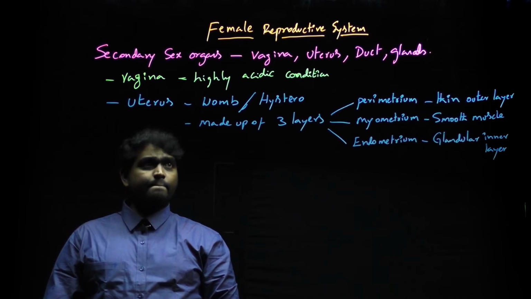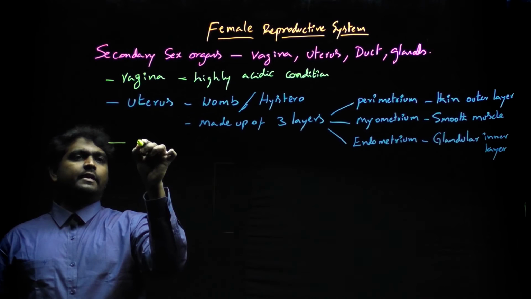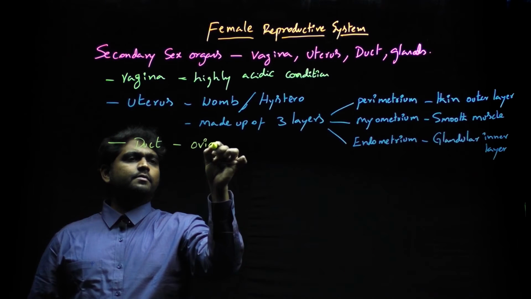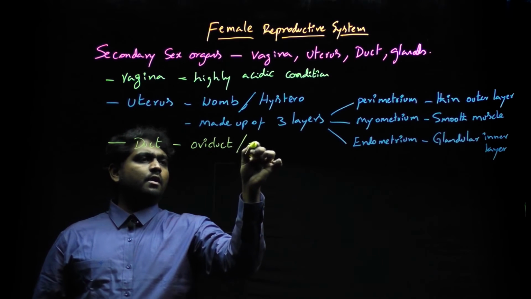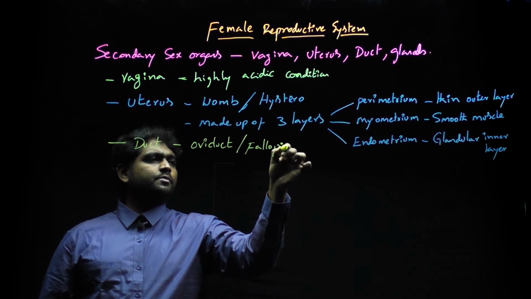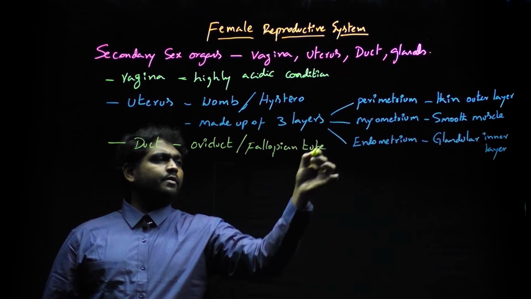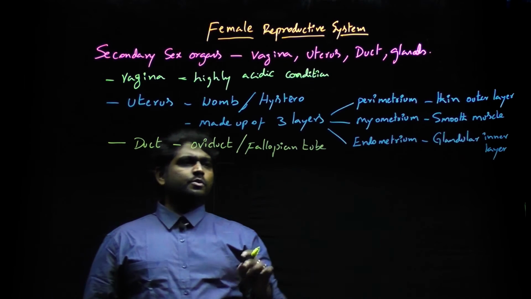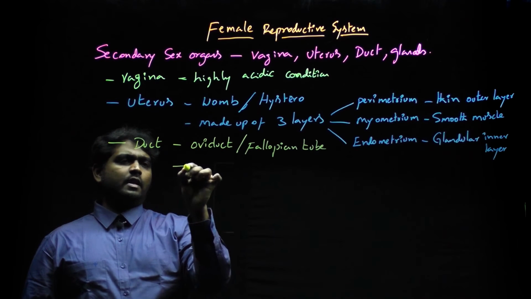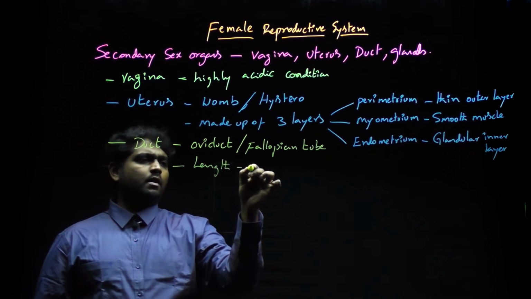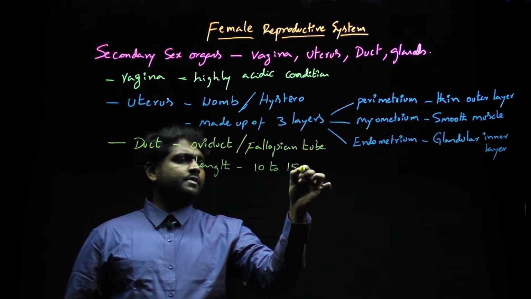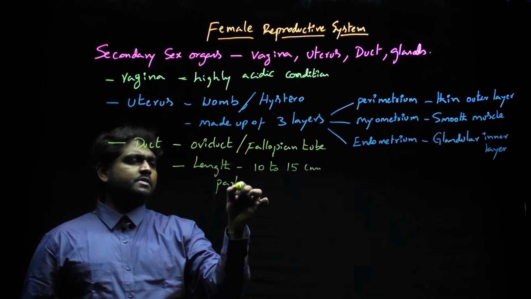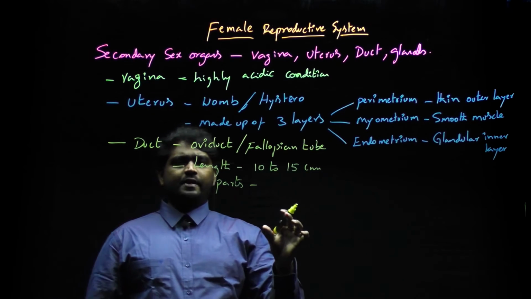Next is the ducts. The ducts are the oviducts, also called fallopian tubes. In the previous video I showed the structure of the complete female reproductive system, and I showed the fallopian tube parts also. The length of the fallopian tubes is 10 to 15 centimeters. What are the parts present here? At the tip there are finger-like projections.